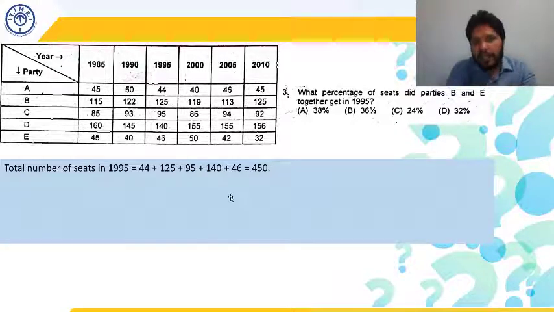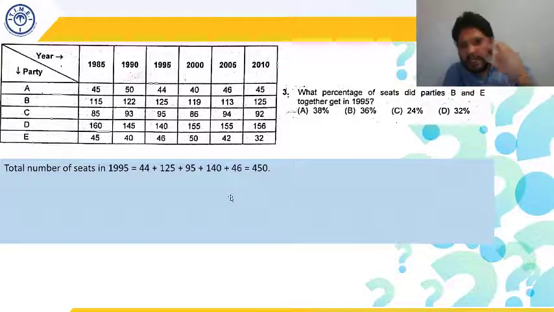So in 1995, party A got 44 seats, party B got 125 seats, party C got 95 seats, party D got 140 seats, and party E got 46 seats. And what is the sum of all these seats? This is going to be 450. So 450 is the sum of all the seats in 1995. And what is asked in my question? It is asked what percentage of the seats did party B and E together get in 1995.